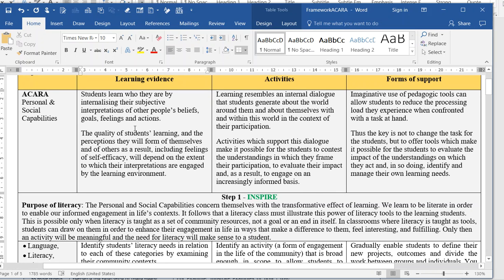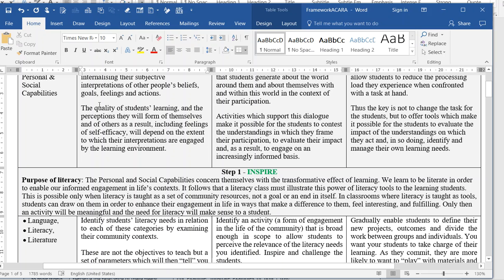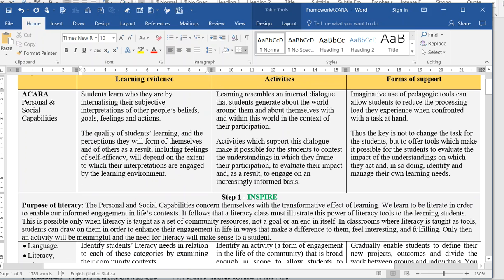So basically, the quality of students' learning, including their feelings and sense of self-efficacy, will depend on the extent to which their interpretations are engaged by the learning environment, right? So the students will only take as much out of it as you were actually able to engage.